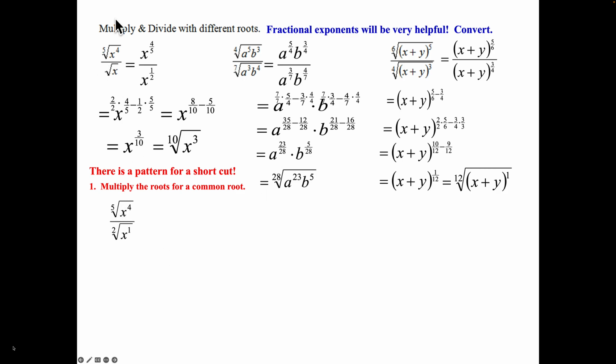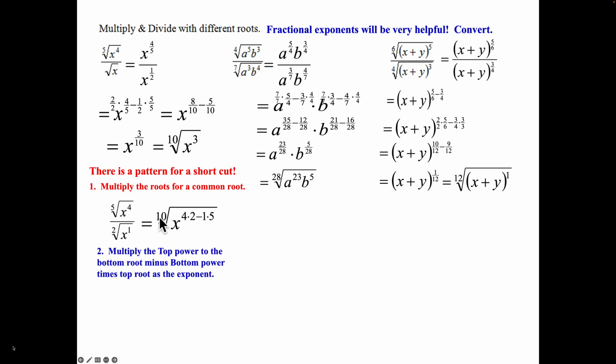Here we have this problem here. 5th root of x to the 4th, square root of x, put a 2 there. Multiply the roots together again as a 10. Now for the powers, it's top power times the bottom root minus bottom power times top root. So you're going to kind of make like a crisscross here. All right, going down, multiply, subtract the ones going up. And that's how you get those numbers right there.